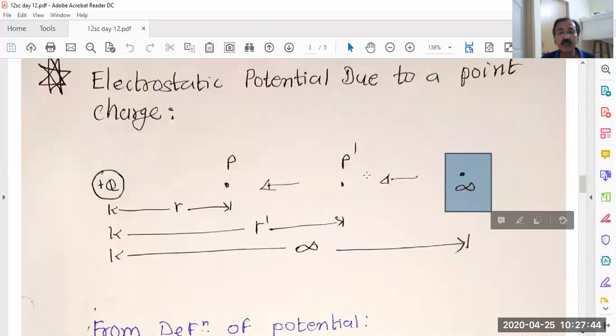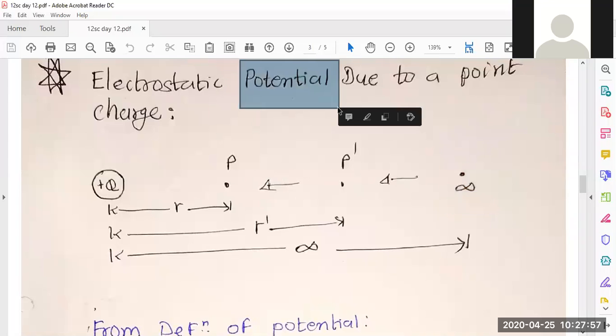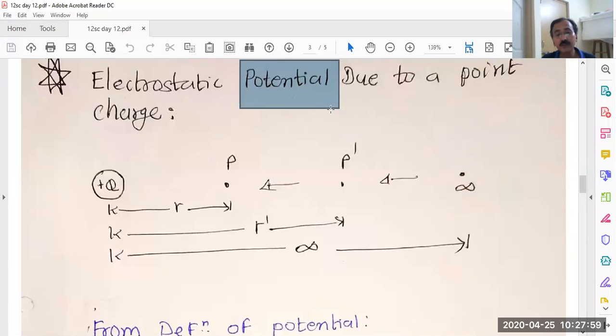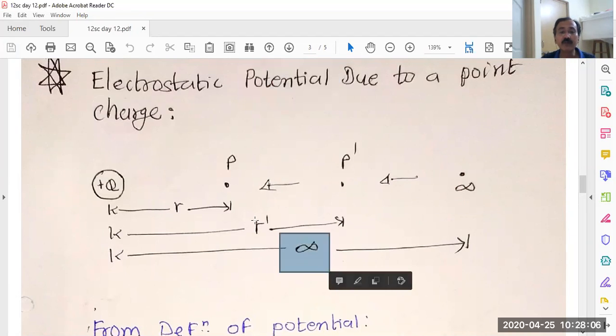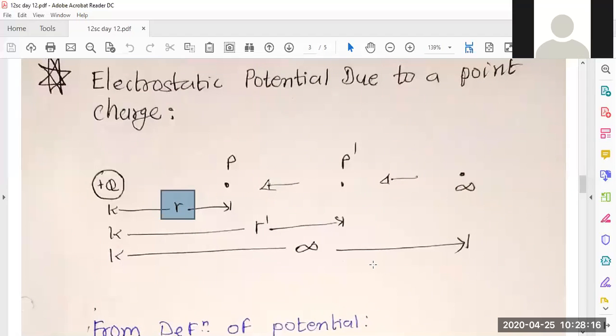From infinity to P dash, and from there you will bring it to P. Work done to bring unit positive charge from infinity to P is called potential. Remember, if you understood the definition, then your problems are solved. Initially it was at infinity. Somewhere when you started seeing it, it was at r dash, and the journey finished at r. Is the definition clear to you? Then only I'll proceed further.